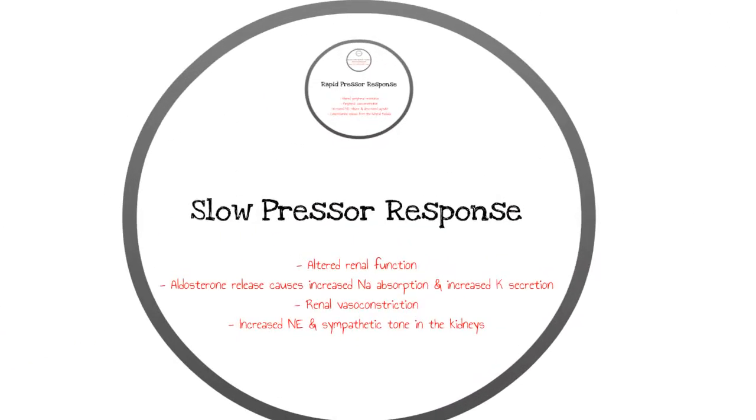The slow pressor response, which is alternative or altered renal function. This occurs because of aldosterone release, which increases sodium absorption in the proximal tubules and increases potassium secretion, and renal vasoconstriction. Also, increased norepinephrine and sympathetic tone within the kidney.